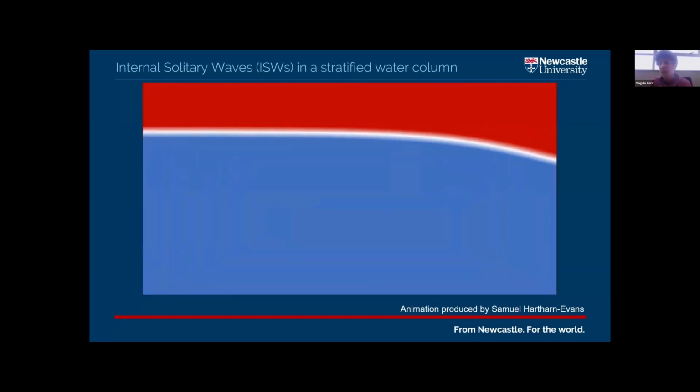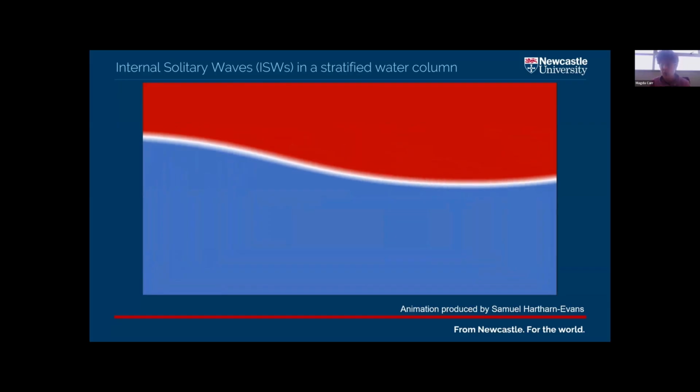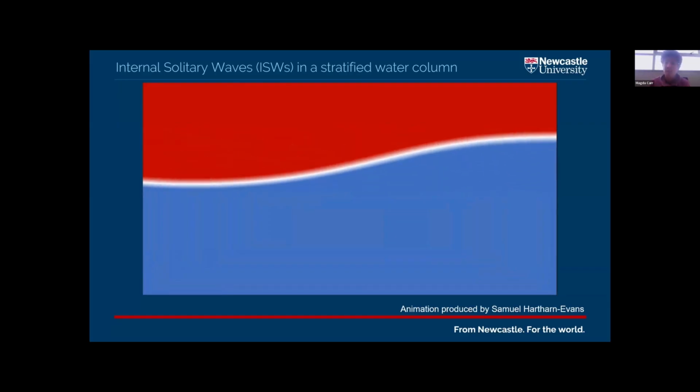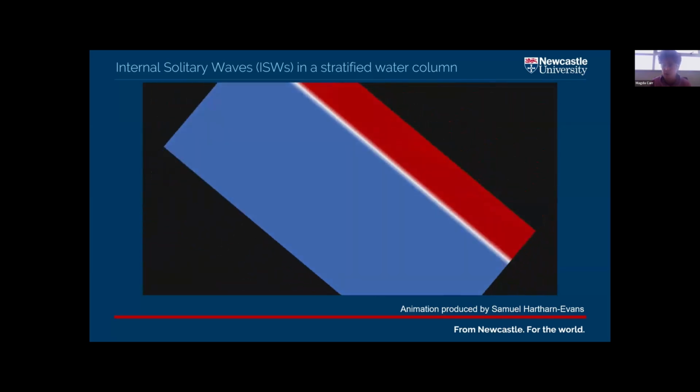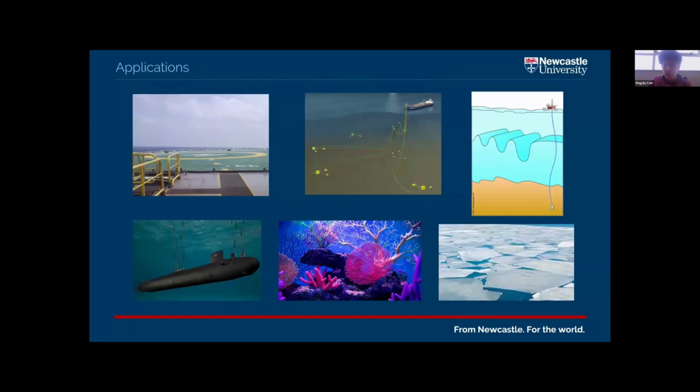And that pycnocline acts as a waveguide for internal wave motion in the same way as the interface between air and water acts as a waveguide for surface waves. Internal waves, however, have very different properties to surface waves. In particular, they can attain very large amplitudes. So for internal solitary waves, which is the focus of this talk, they can have amplitudes of up to 240 meters in the field. Okay, so they're very large structures within our oceans.